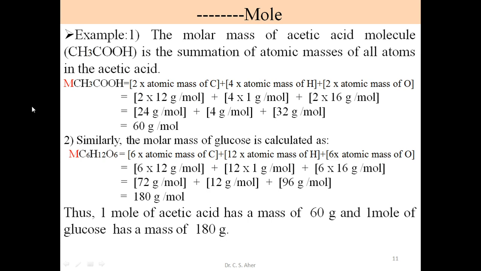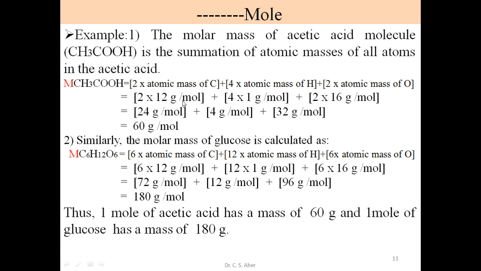How do we calculate M, the molar mass of acetic acid? It is equal to 2 into atomic mass of carbon, since there are 2 carbon atoms, plus 4 into atomic mass of hydrogen, since there are 4 hydrogen atoms, 3 and 1, plus 2 into atomic mass of oxygen, since there are 2 oxygen atoms. This is the summation of the atomic masses of all atoms present in acetic acid.